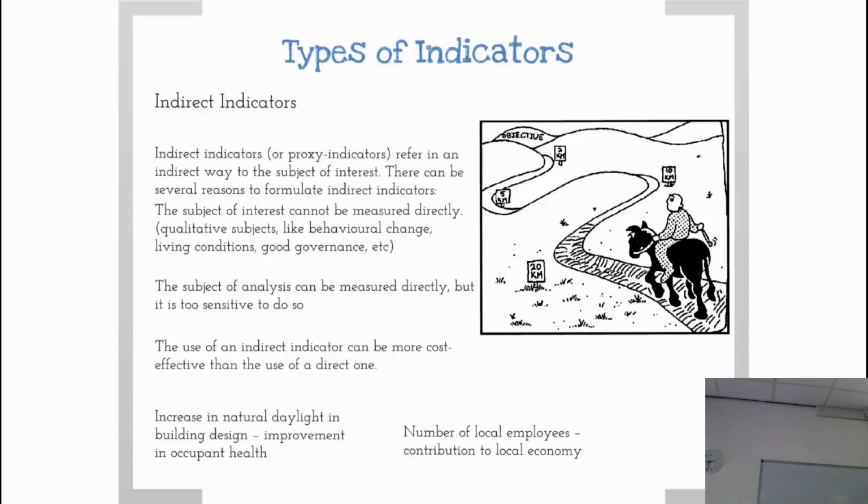So we would measure temperature and say that if the temperatures are correct for this amount of time, we know that we've made an improvement to their health and well-being. Things like daylight. We know that daylight is very important for human health and well-being. So the more daylight we have in a particular building, we can therefore say to some degree we're improving health and well-being. So they're a little bit woolly, but they're a way of trying to measure something that can't be measured directly.